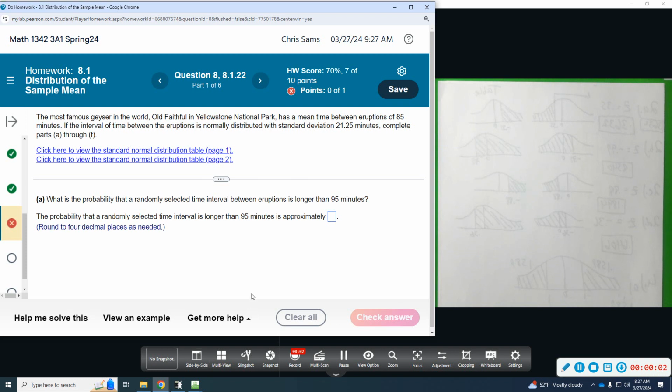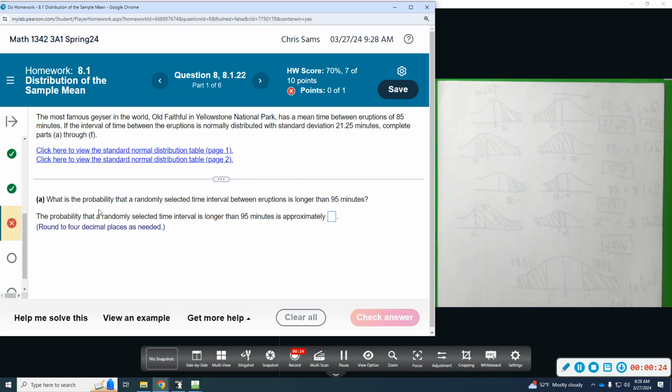All right, question number 8 says the most famous geyser in the world, Old Faithful in Yellowstone National Park, has a mean time between eruptions of 85 minutes. If the interval of time between eruptions is normally distributed with a standard deviation of 21.25, complete parts A through F.